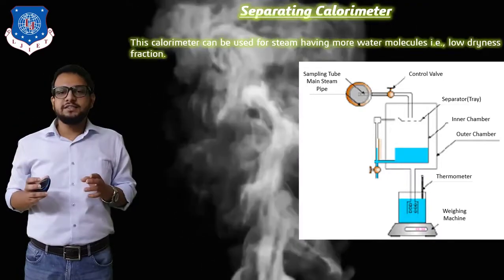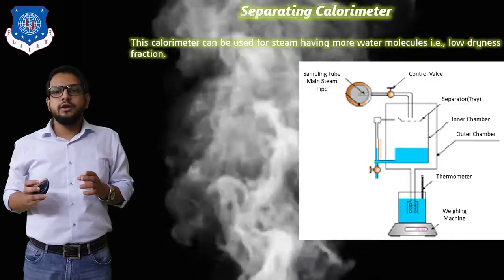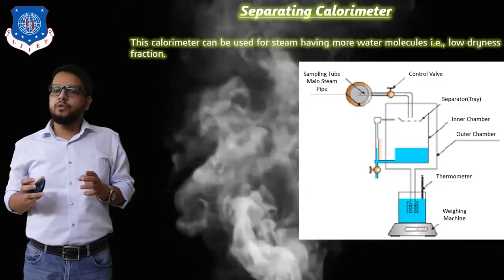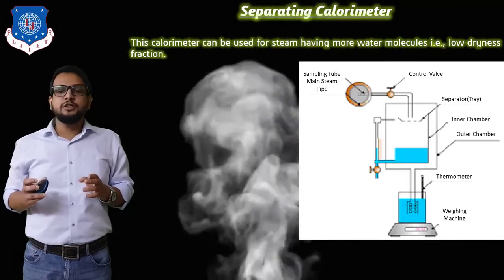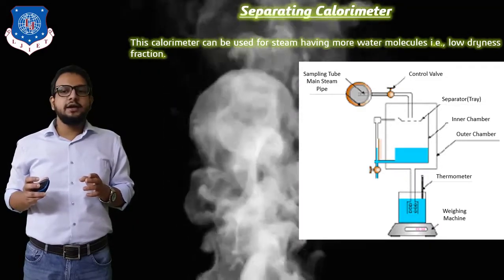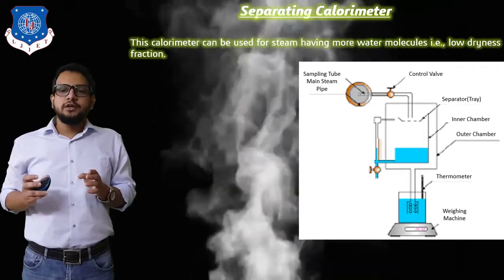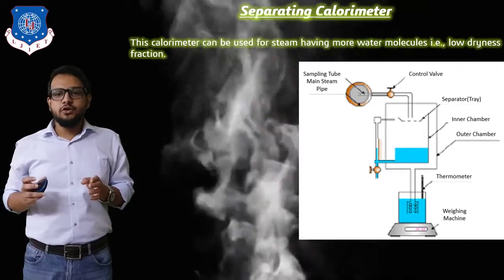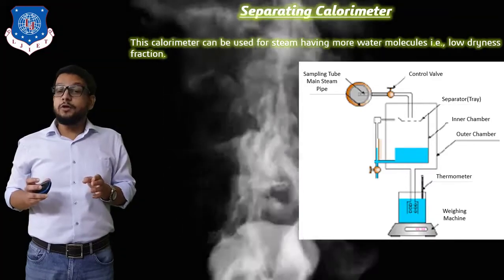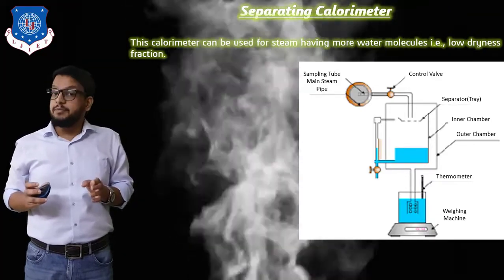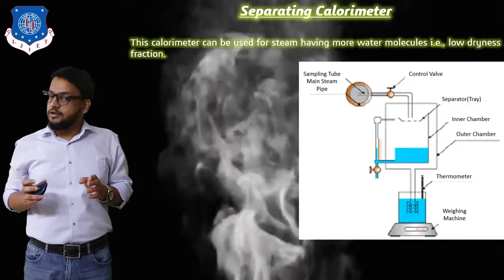Okay, so let's understand its construction. There are two chambers provided, one an outer chamber and another an inner chamber. On the top of the inner chamber there is a separator provided, we can even say a tray is given. This tray is slotted, which means slots are provided within it, so that due to inertia water droplets from wet steam can be easily separated and then get collected in the inner chamber.